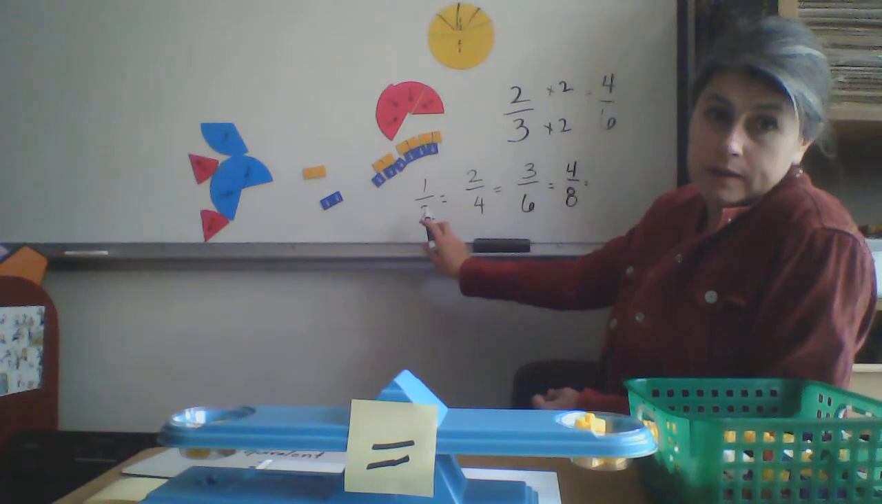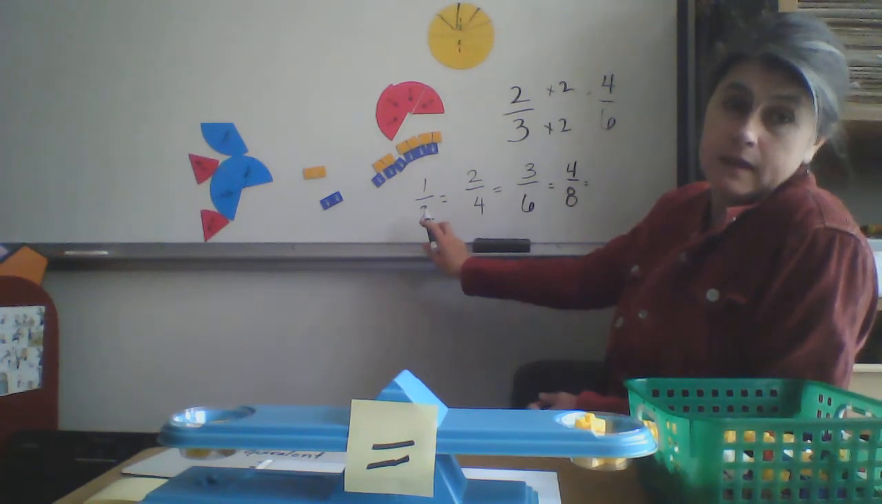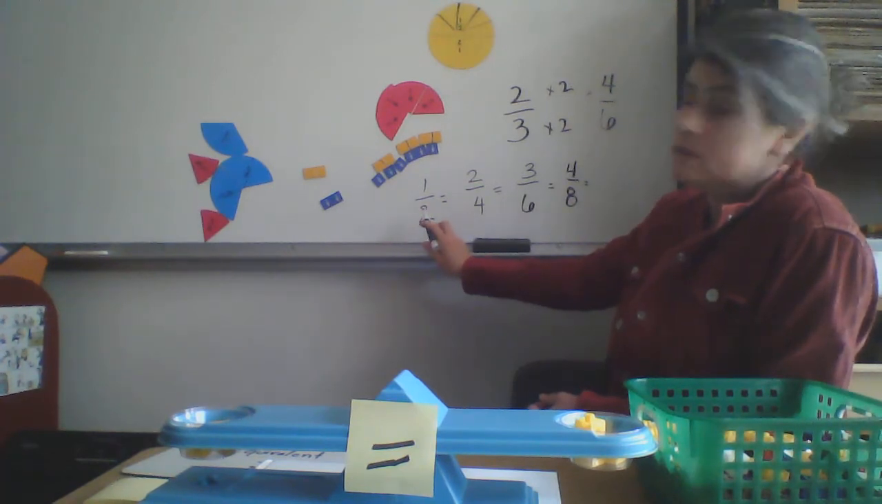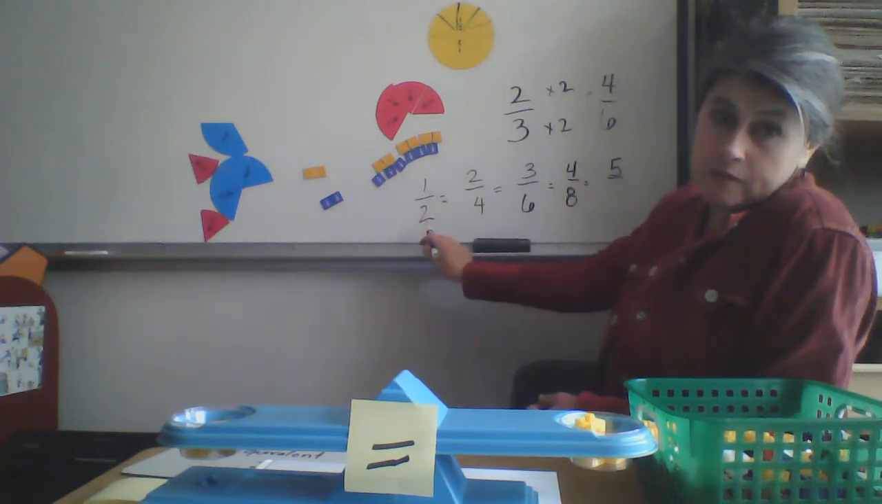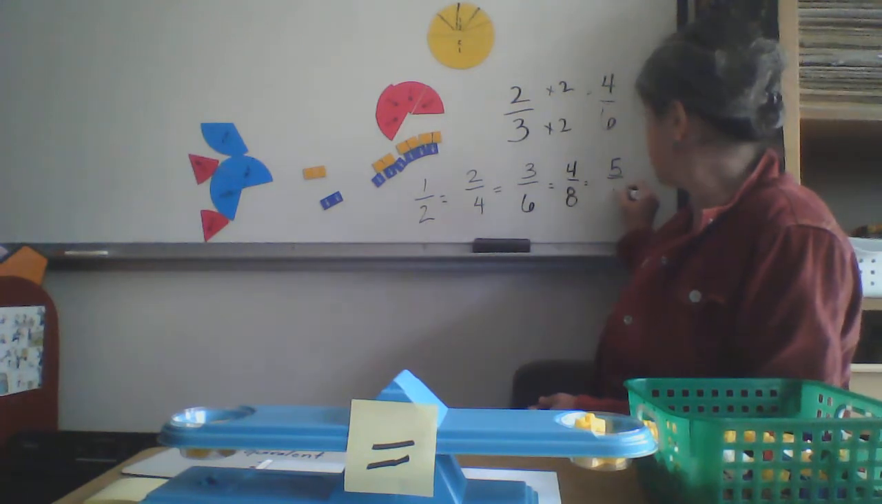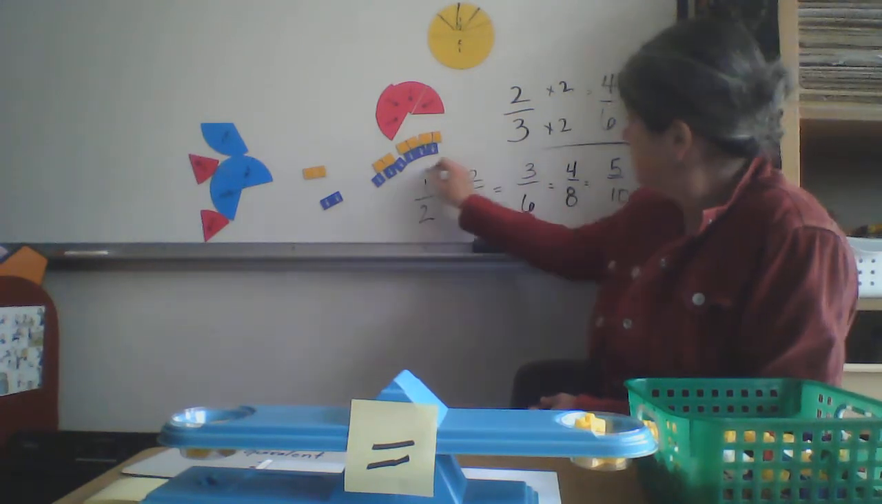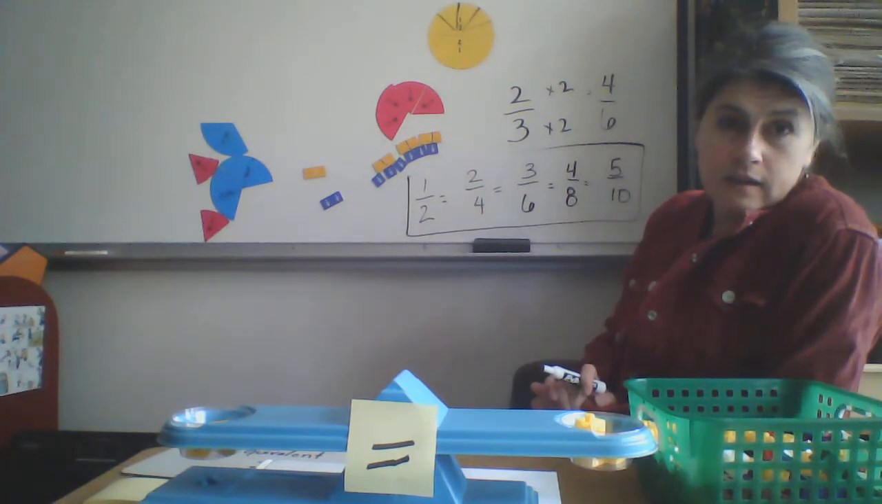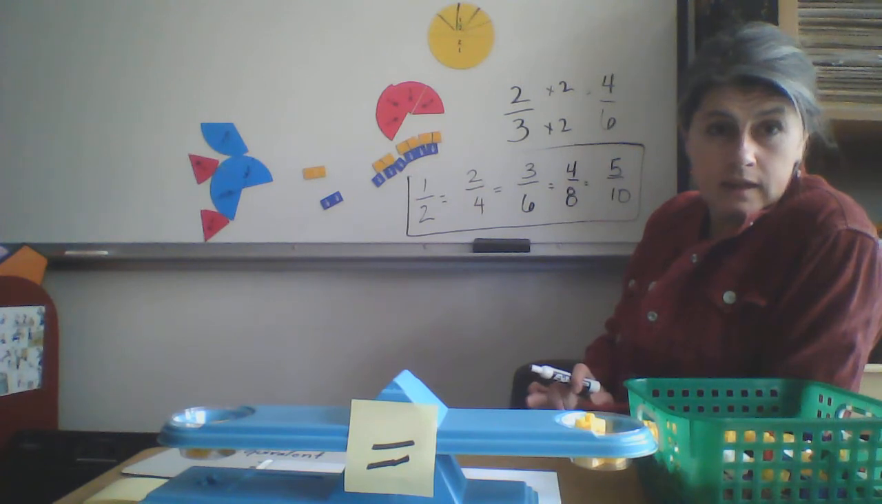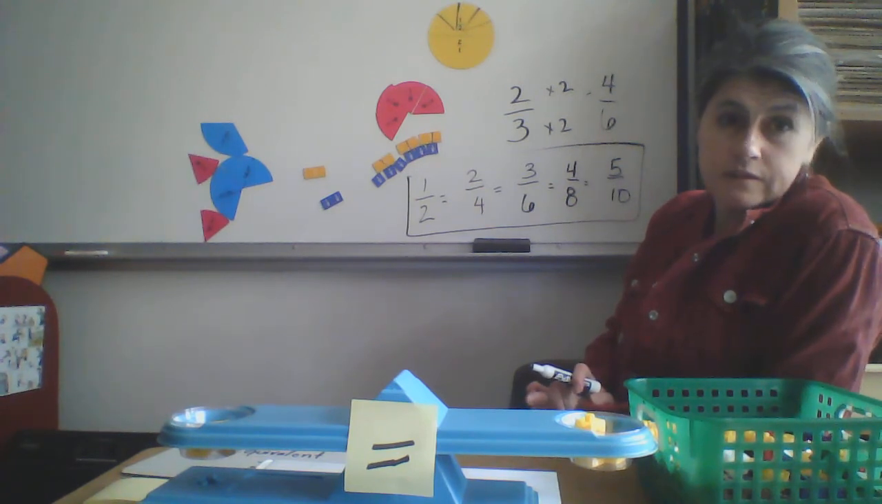I'm going to take 1, I'm going to multiply it by 5. I'm cutting it into 5 times as many pieces. I better do the same thing for my bottom. 2 times 5 is 10. That right here is a chain of equivalent fractions. They are all equal to 1/2.